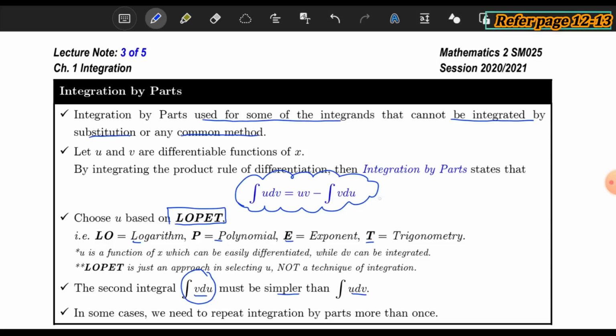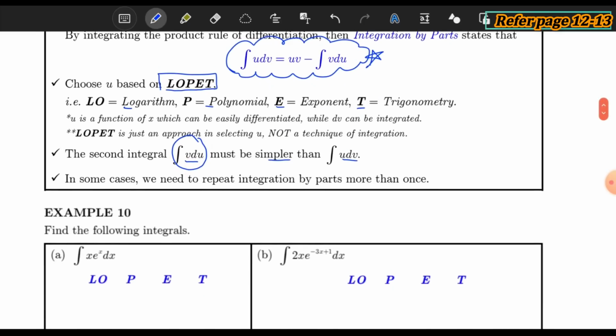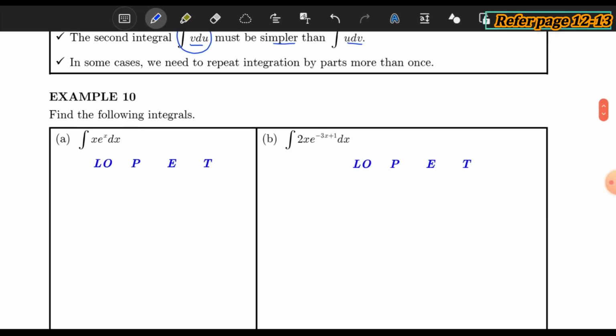So now you need to remember this formula. Integrate u dv equals uv minus integrate v du. This is the formula for integration by parts. So we go to example number 10.